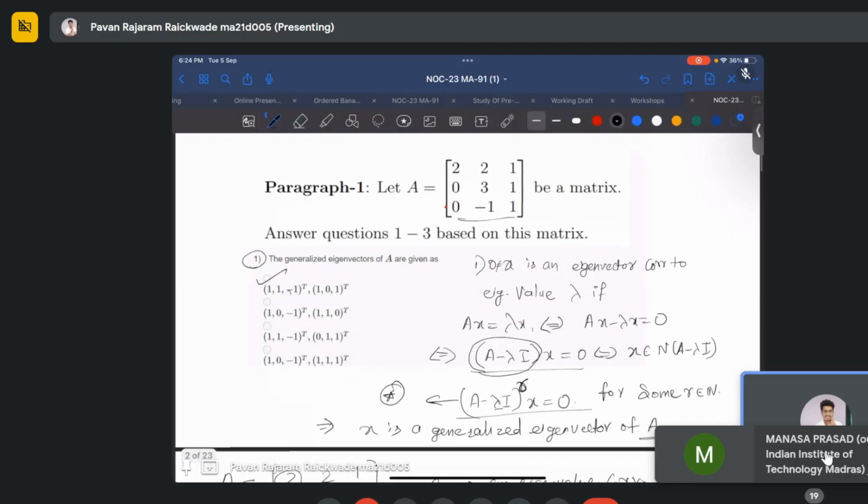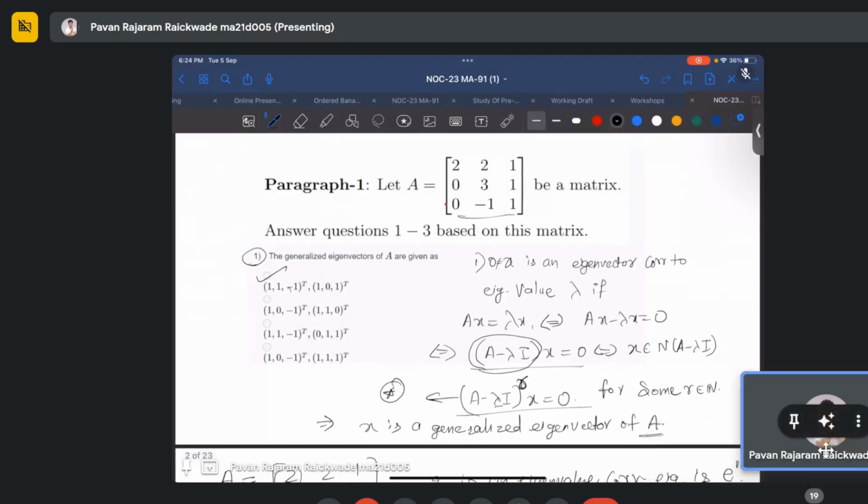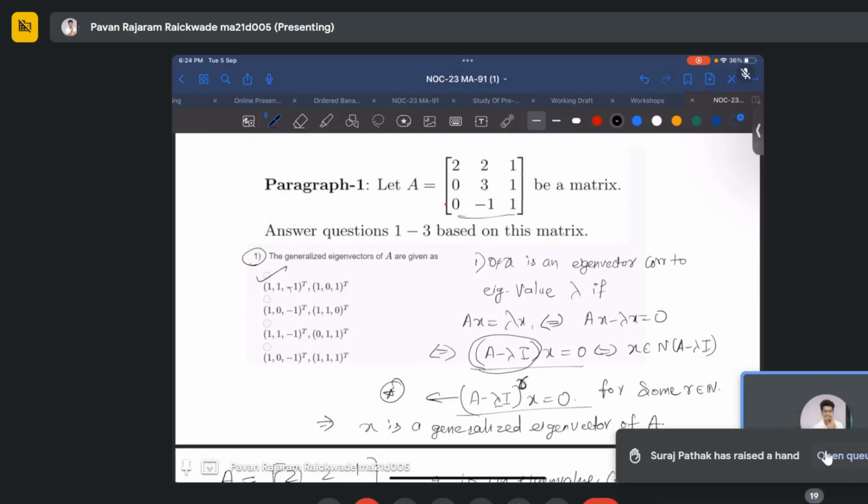Do you understand the whole procedure? Is there any doubt? Yes, Suraj Pathak, you raised your hand. Do you have any doubt? What is the difference between eigenvector versus generalized eigenvector? Can you repeat? Eigenvector versus generalized eigenvector, what is the difference?